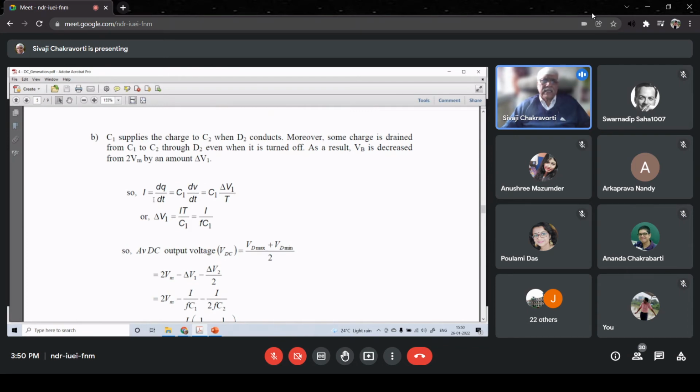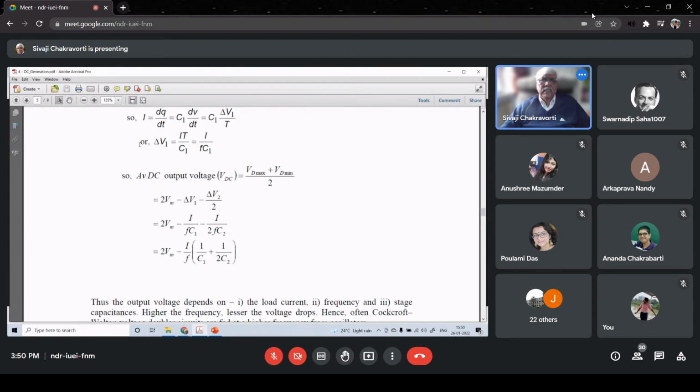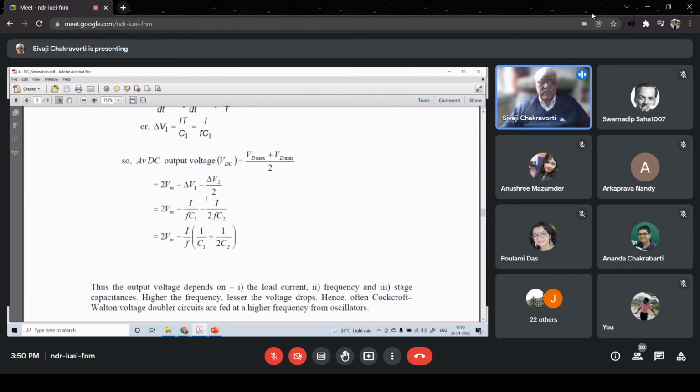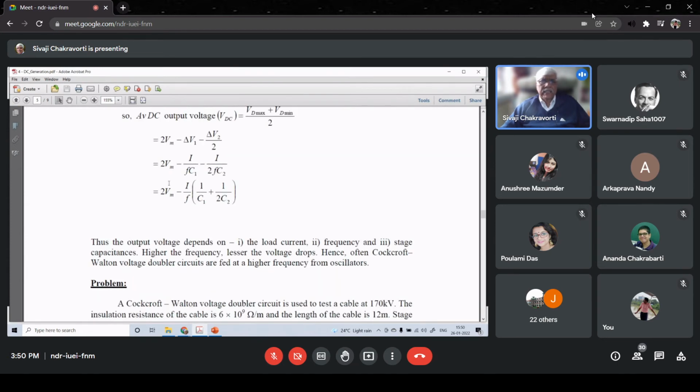So we say that this current I is dq/dt, which is C1 dV/dt. But dV means the change in voltage across C1, that is del V1, and dt is the time period. So we correlate this as del V1 equals I times time period divided by C1, or I by f C1. Then we put in the average DC output voltage and all these expressions we have developed here, and we find an expression for the average DC output voltage.